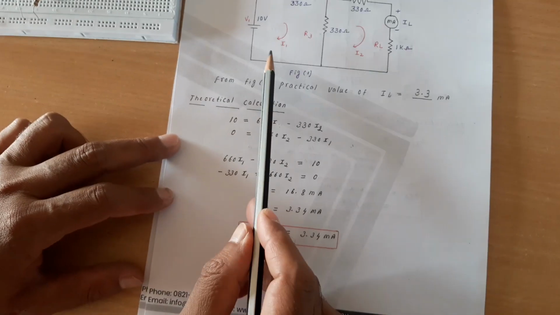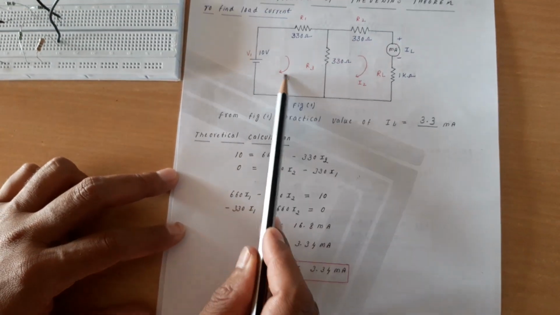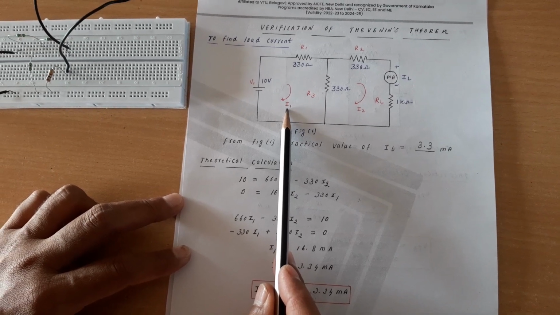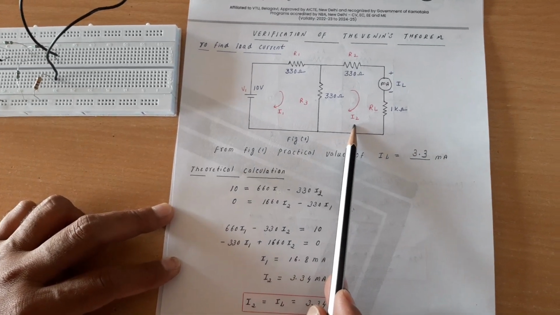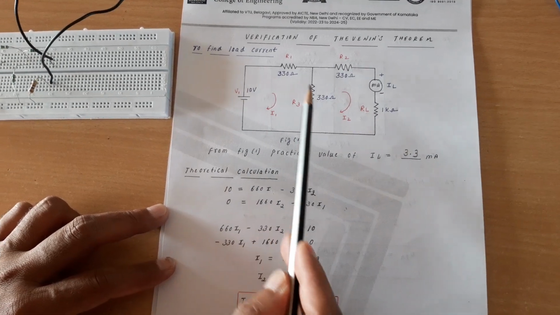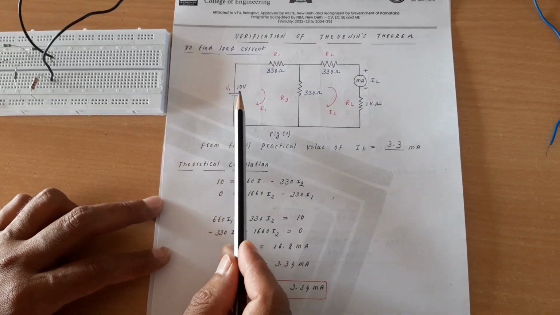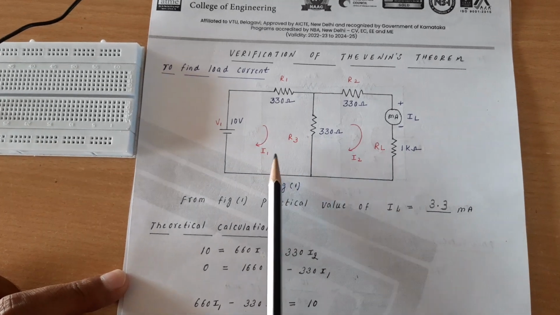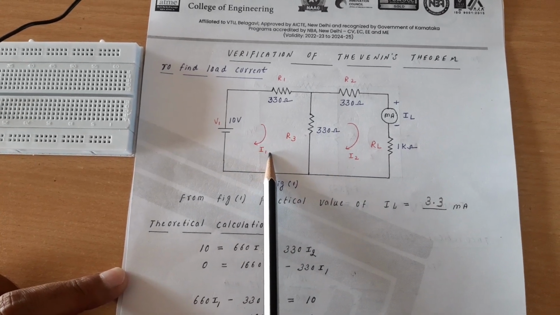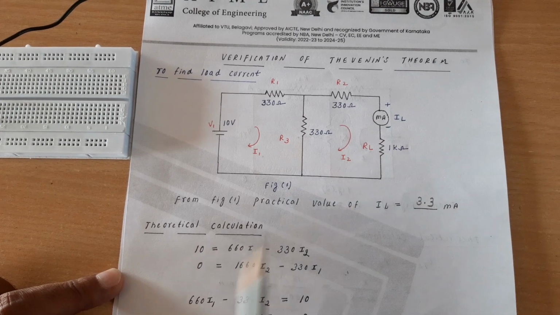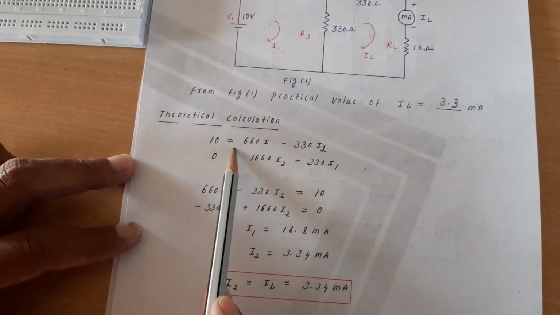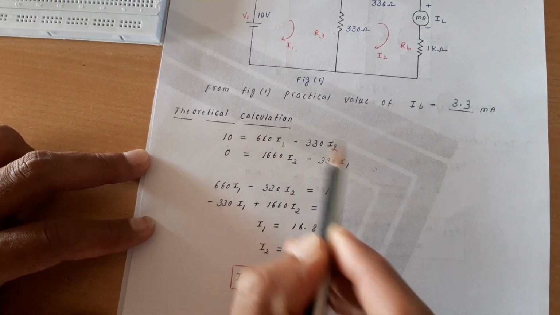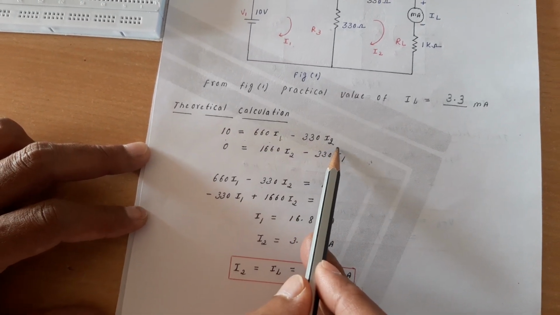So now here I am taking two loops. This is loop 1 and this one is loop 2. The current in loop 1 is denoted as I1. The current in loop 2 is denoted as I2. So coming to loop 1, when I apply KVL, 10 equal to (330 plus 330) into I1, that is 660 I1, minus 330 I2. So 10 equal to 660 I1 minus 330 I2.